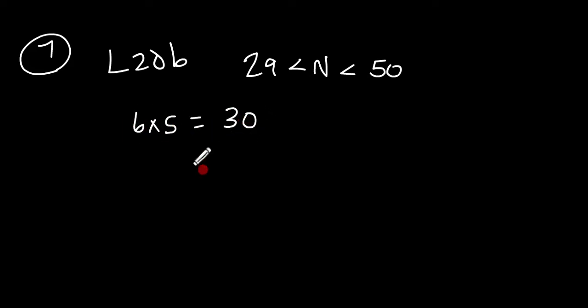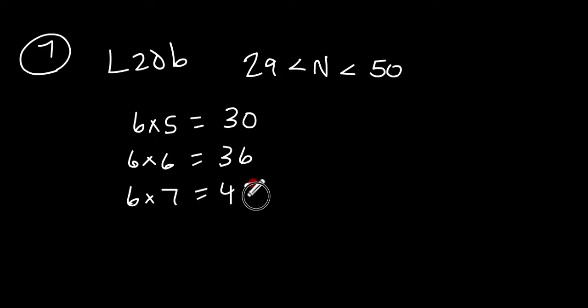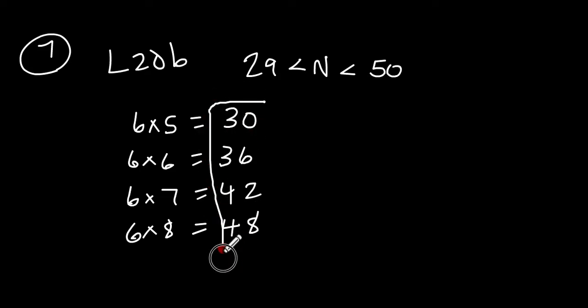So that's the first one. 6 times 6 would be the next one. 6 times 7 is the next one. And 6 times 8 is the final one. So these are the numbers. These are multiples of 6 between 29 and 50.